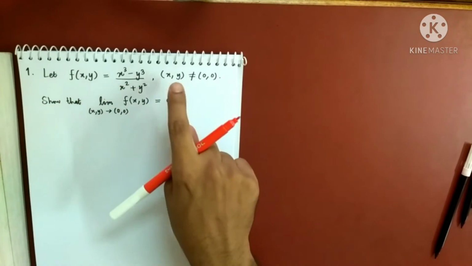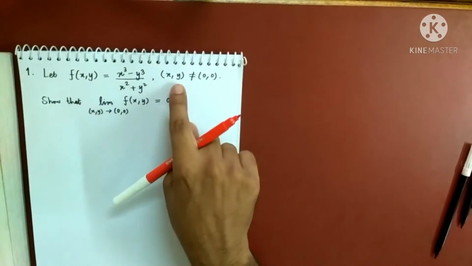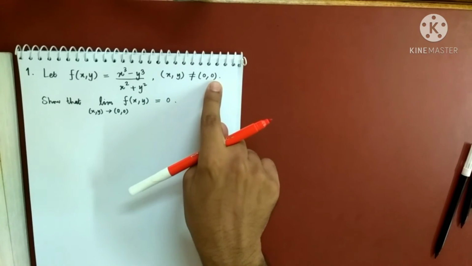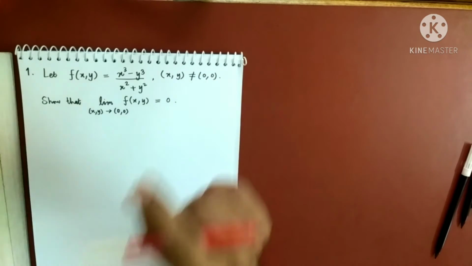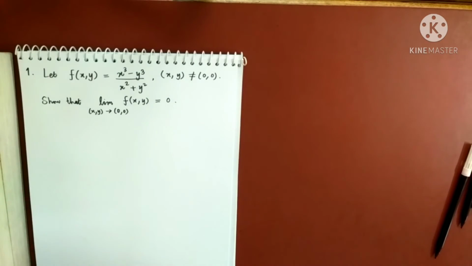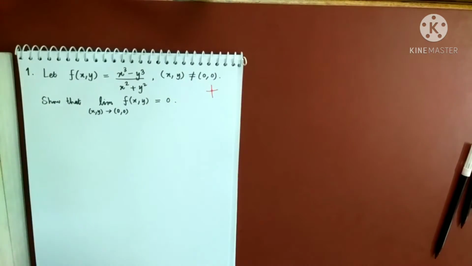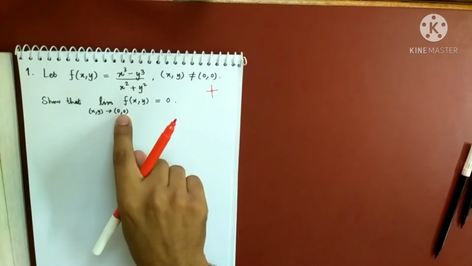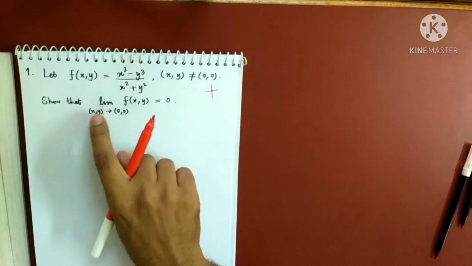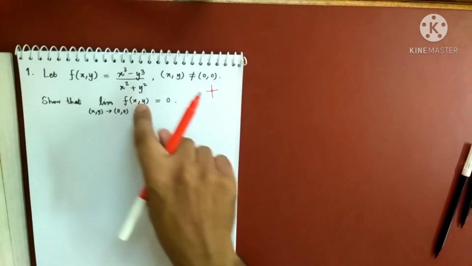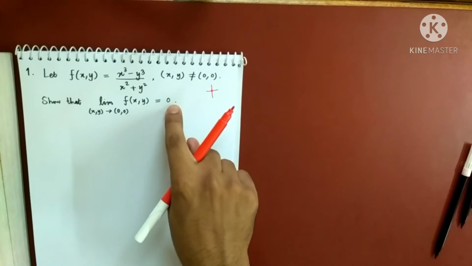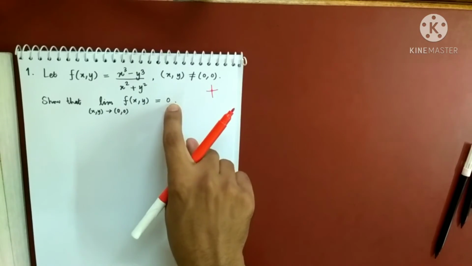So what is the domain of the function? All real numbers except 0, 0. That means you have whole R2 punctured at 0, 0. The domain is whole R2 except this point. There is a hole at the origin. So this is the domain. Keep in mind, we have to show that the limit as x comma y tends to 0 comma 0 of this function is 0. So the limit at 0, 0 is 0.